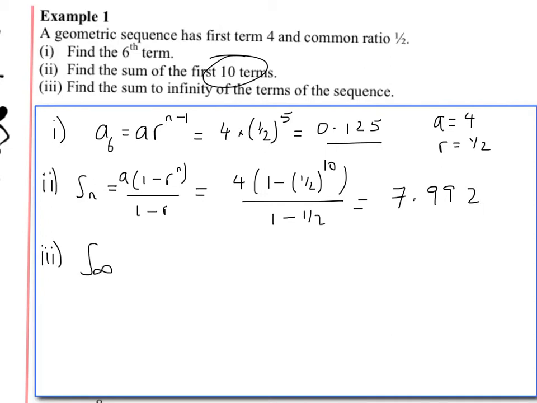Now for the third question, we've got the sum to infinity of the sequence. So here's our formula, S infinity equals a over 1 - r. If we substitute the numbers in there, we get 4 over 1 - a half, and that gives us 8.